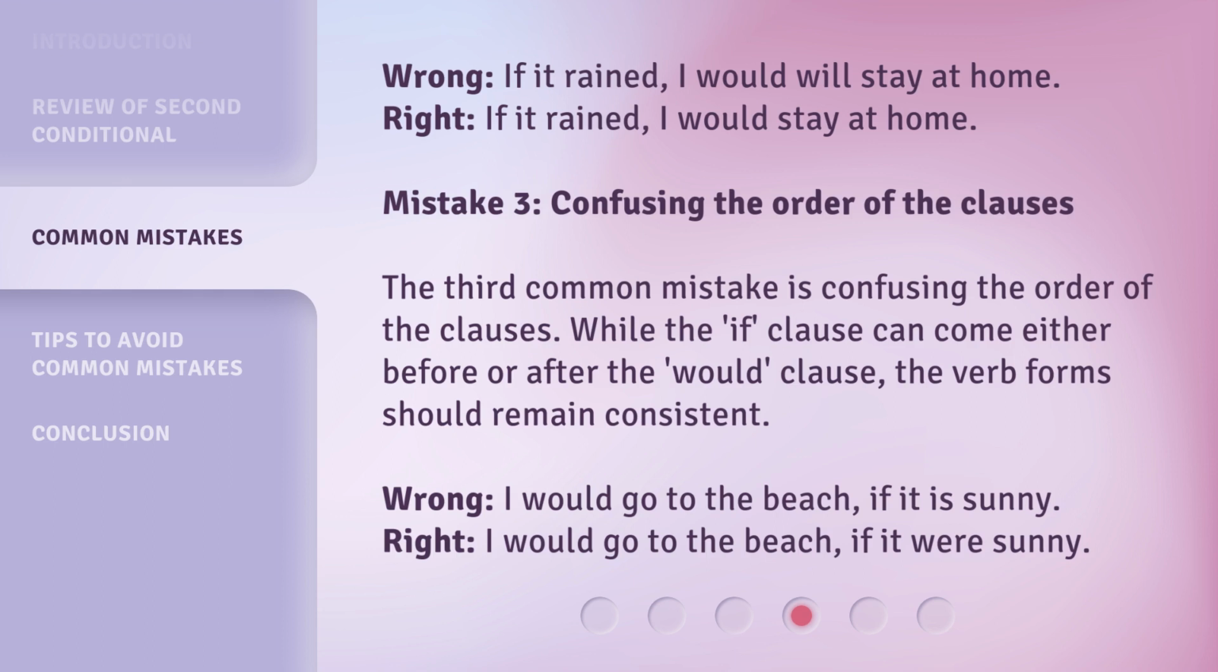Mistake 3. Confusing the order of the clauses. The third common mistake is confusing the order of the clauses. While the if clause can come either before or after the would clause, the verb forms should remain consistent. Wrong. I would go to the beach if it is sunny. Right. I would go to the beach if it were sunny.